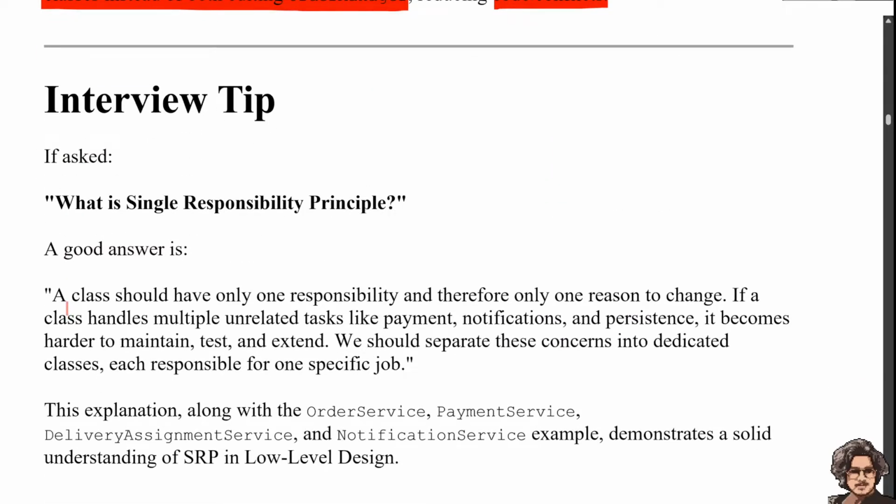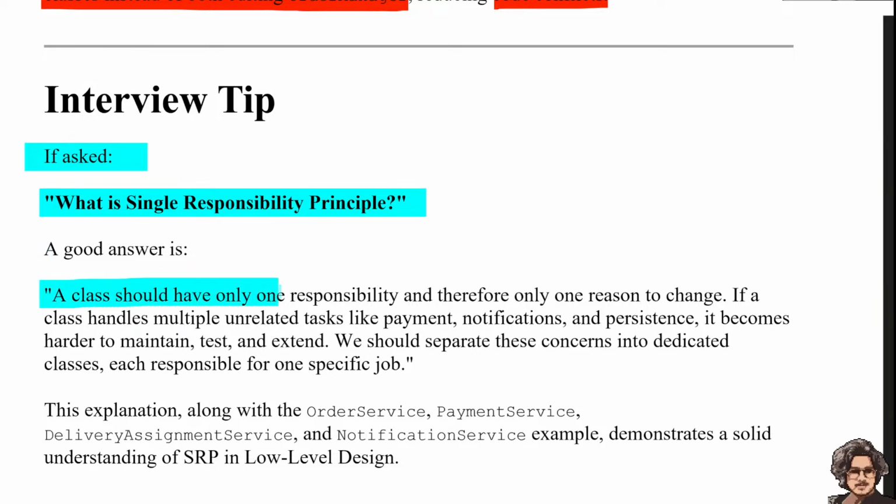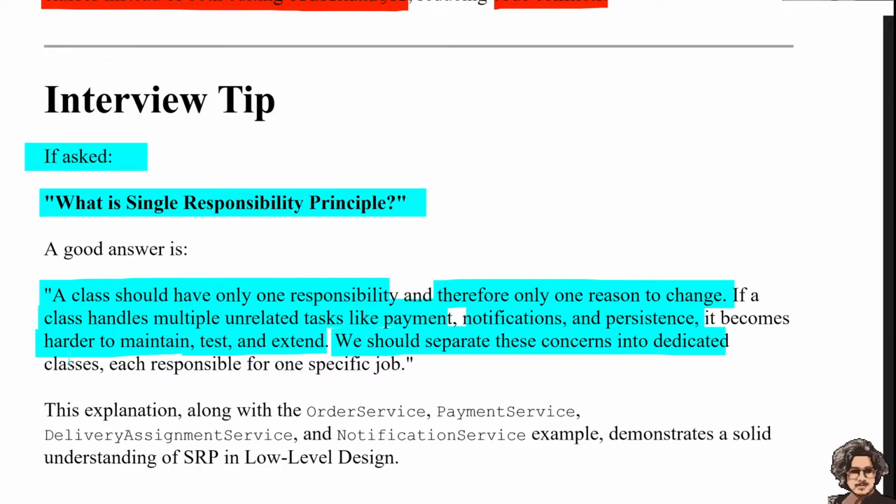So what is the interview tip I have to give? If you are asked what the single responsibility principle is, the good answer is that a class should have only one responsibility and therefore only one reason to change. If a class handles multiple unrelated tasks like payment, notification, persistence, it becomes harder to handle, test and extend. So we should separate these concerns into dedicated classes, each with a specific job. That is how you answer.